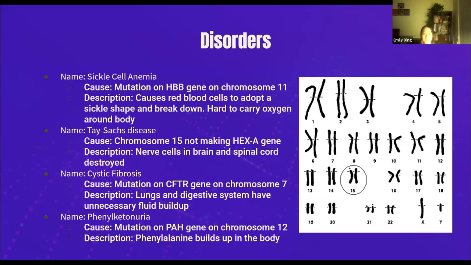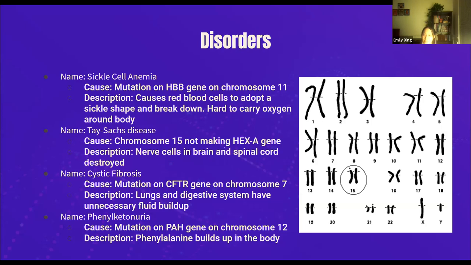Also, Tay-Sachs disease is caused by chromosome pair 15 not making a certain gene, and that's what you see on the right. What you see on the right is a karyotype, which is basically a visualization of all of your chromosome pairs. This causes the nerve cells in the brain and spine to be destroyed over time. So it's like premature atrophy.